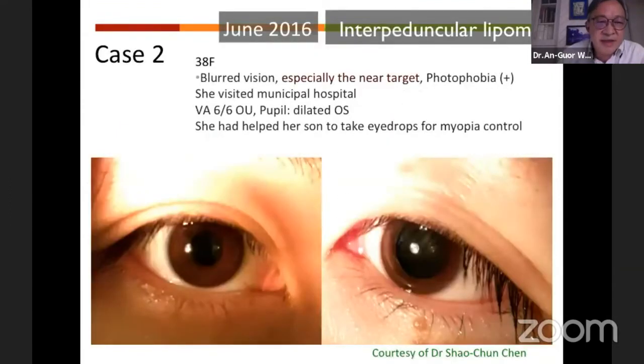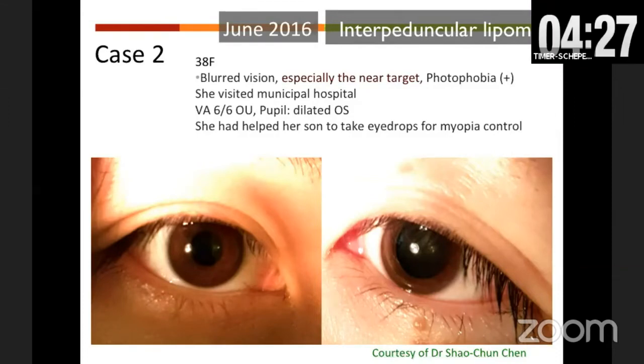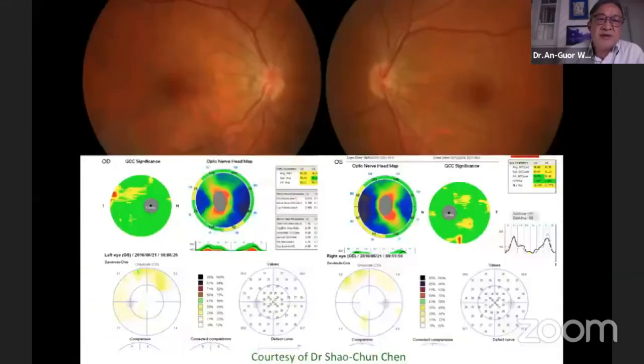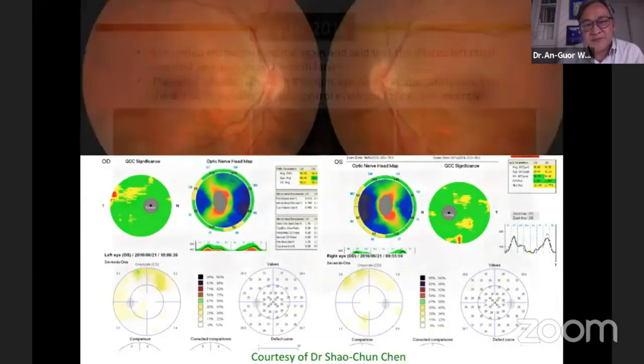Let's look at the second case. The second case is a 38-year-old female patient who complained about blurred vision, especially for near targets, with photophobia, and she visited a municipal hospital in June 2016. The vision was good, however, her left pupil was dilated. She admitted that she had helped her son to take eye drops for myopia control. Her fundus and OCT scan were normal.